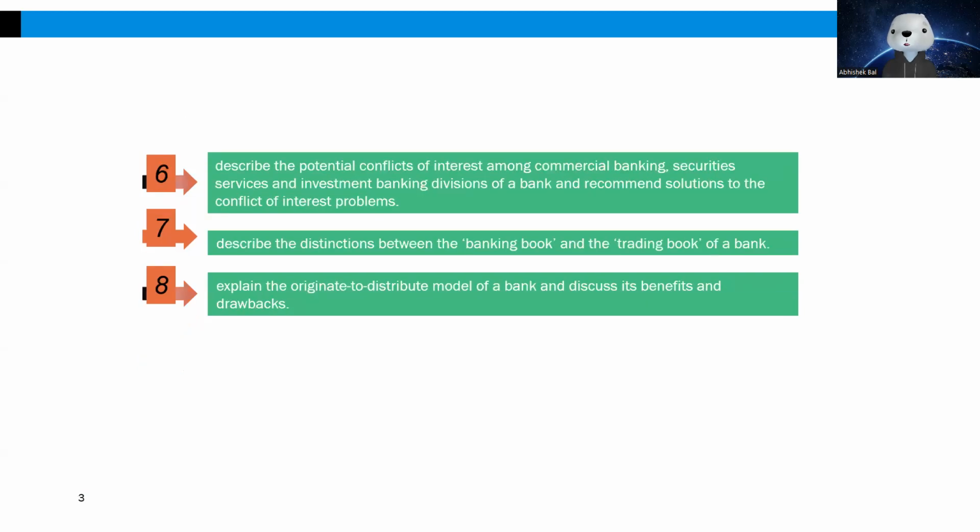Describe the potential conflicts of interest among commercial banks, securities services, and investment banking divisions of a bank. In this particular context, we are going to refer to them as BHCs, or bank holding companies, and recommend solutions to the conflict of interest problems. Describe the distinctions between the banking book and the trading book of a bank. And last but not least, explain something called the originate-to-distribute model of a bank and discuss its benefits and drawbacks.